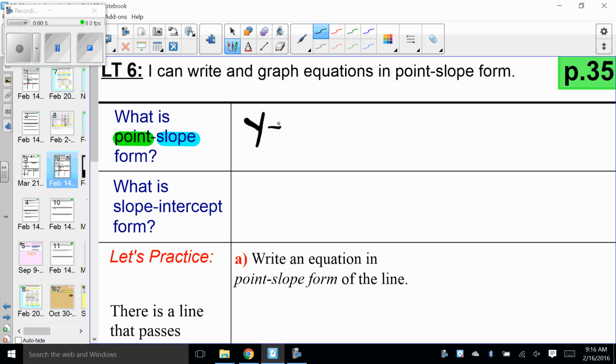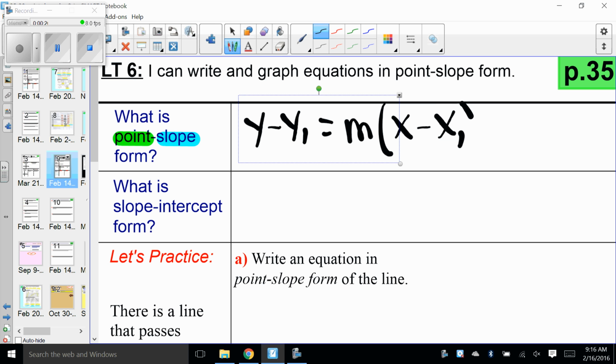It's the form of y, stop sign, minus y1 equals m multiplied by x, stop sign, minus x1. So that's known as point slope form. Our point would be highlighted here in green, x1, y1, and our slope would be the m. The other two variables, x and y, just stay as stop signs.